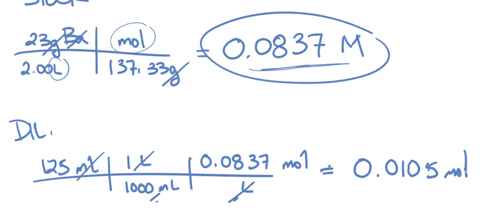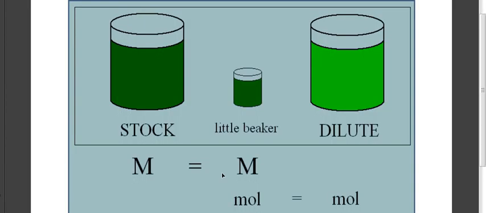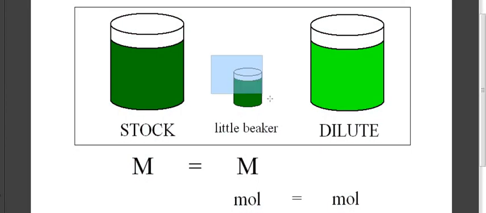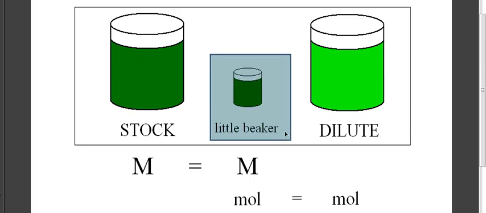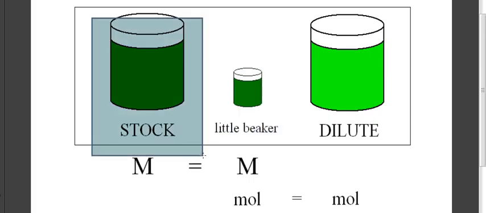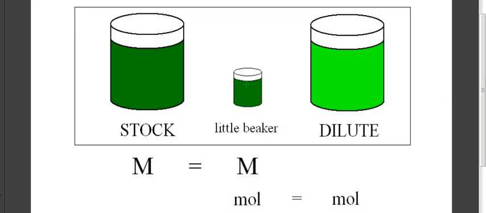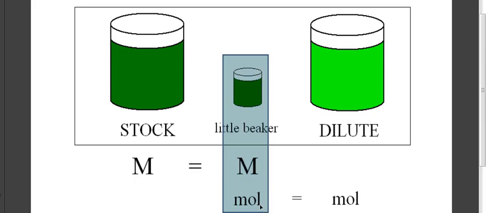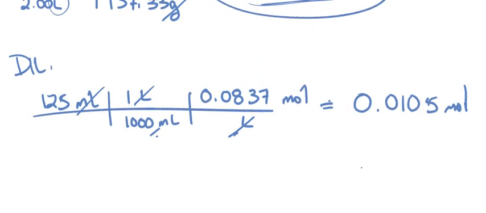Okay. Now, is that what the question's asking for? How many moles are in my dilute solution? No. However, that tells me how much I have in my little beaker, which happens to have a volume of 125 milliliters from my 2-liter stock solution. So if I know what my volume is here, don't I know how many moles I have? That's what I just calculated. So now I can calculate the final molarity of my dilute solution. Okay, I know the moles. So if I know the moles, I can now calculate what my final molarity is, because I'm going to take that moles and dilute it to a total volume of 500 milliliters.